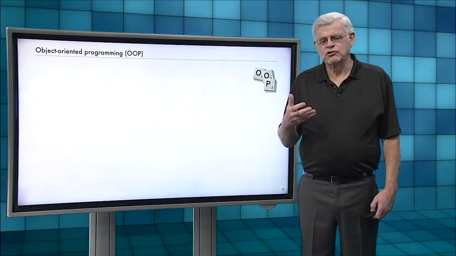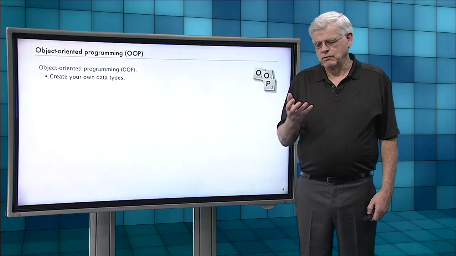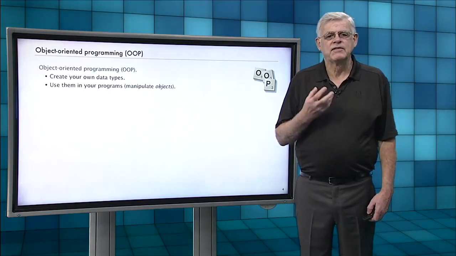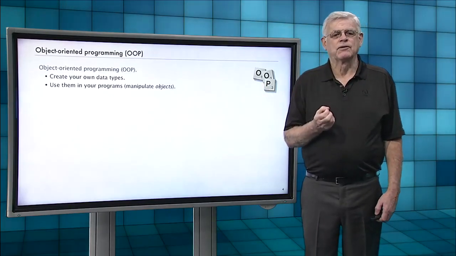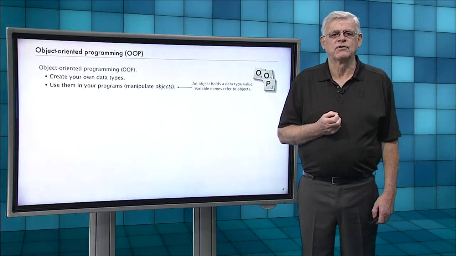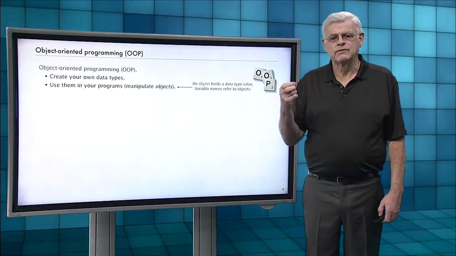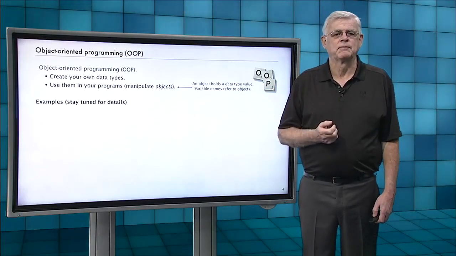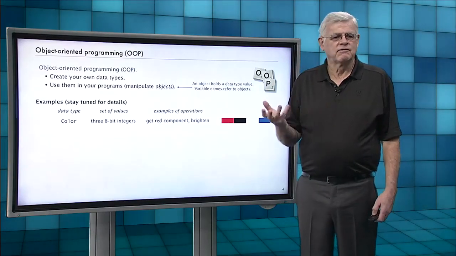It leads to a style of programming known as object-oriented programming. And what we're going to do in object-oriented programming is create your own data types and then use them in your programs. Manipulate objects that hold data type values. And we'll talk about the details of defining these terms in a minute. So an object is something that holds a data type value, and when we have variables in our programs, they're going to refer to objects. So examples of this that we're going to talk about very soon.